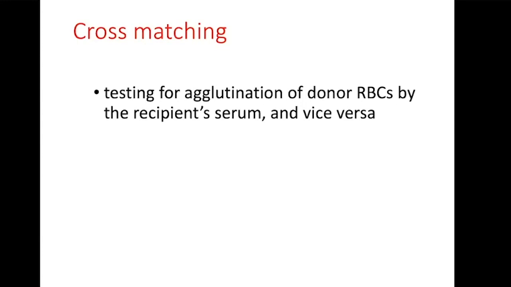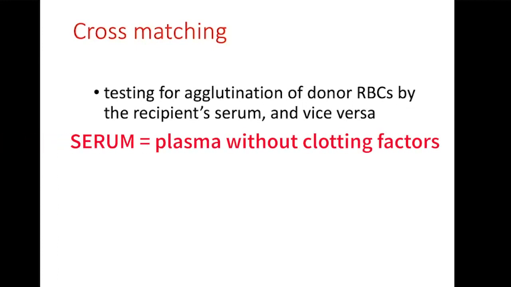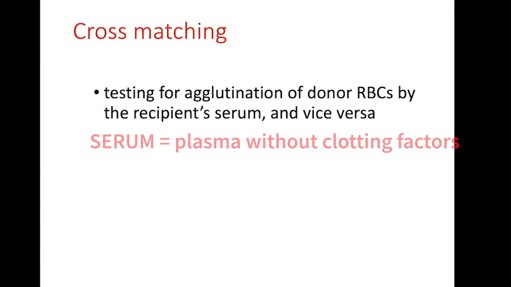Before giving an individual a blood transfusion or a donor organ, you need to do a cross-match. Cross-matching involves mixing the donor's red blood cells with the recipient's serum and looking for agglutination, and doing the opposite as well. If agglutination occurs, a transfusion reaction has happened, and that recipient should not receive the donor blood. Serum is plasma without the clotting factors.